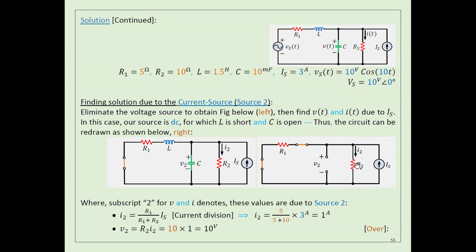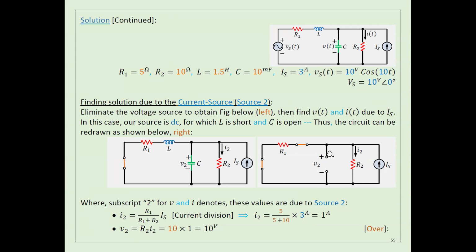So if I want to calculate the current here in I2, I multiply IS by R1 divided by R1 plus R2, as you see here. If I want to calculate the current in I1, it should be IS times R2 divided by R2 plus R1.